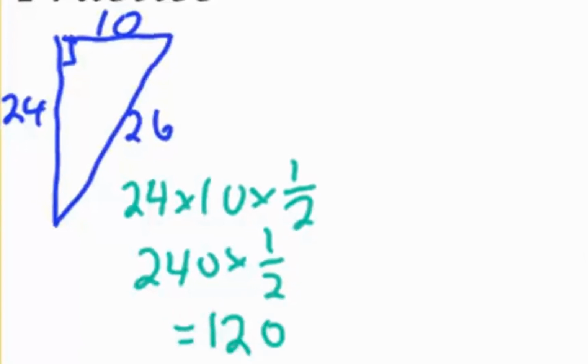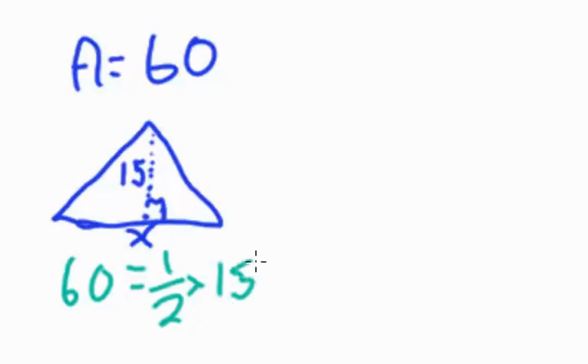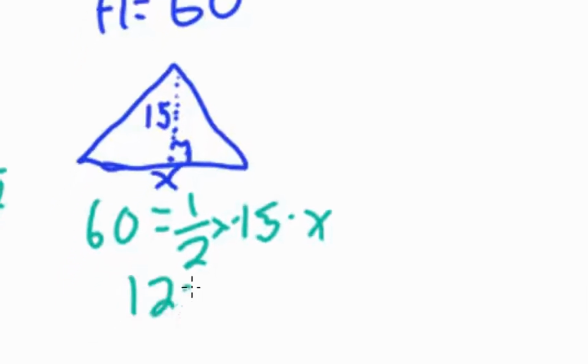Look at another problem where I already know the area, I know the height, but I'm missing the base. So I'll refer to it as x. So 60 equals 1/2 times 15 times x. First thing I can do with this problem is multiply both sides by 2 to get rid of the 1/2. So 120 equals 15x. Divide both sides by 15, and my x equals 8.